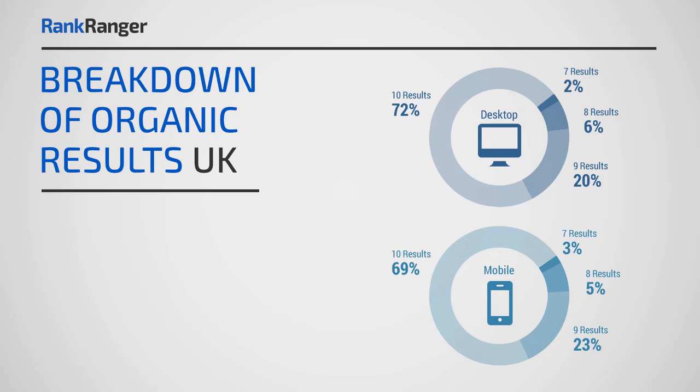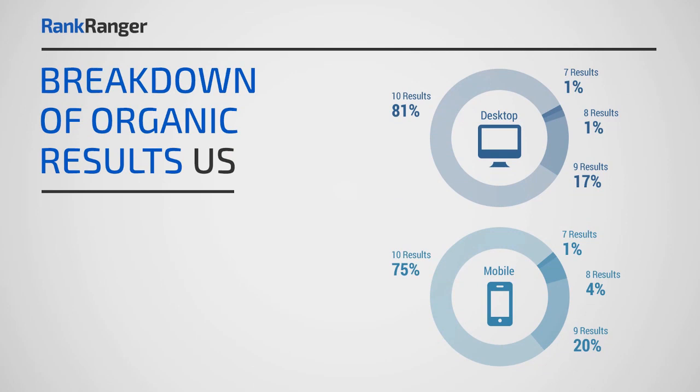Take a look at 9 results. 23% of all mobile page one SERPs have 9 results on them, 20% on desktop. You're not talking about anything more than a marginal difference in the actual breakdown of the organic results that get you to that overall organic results per page average.